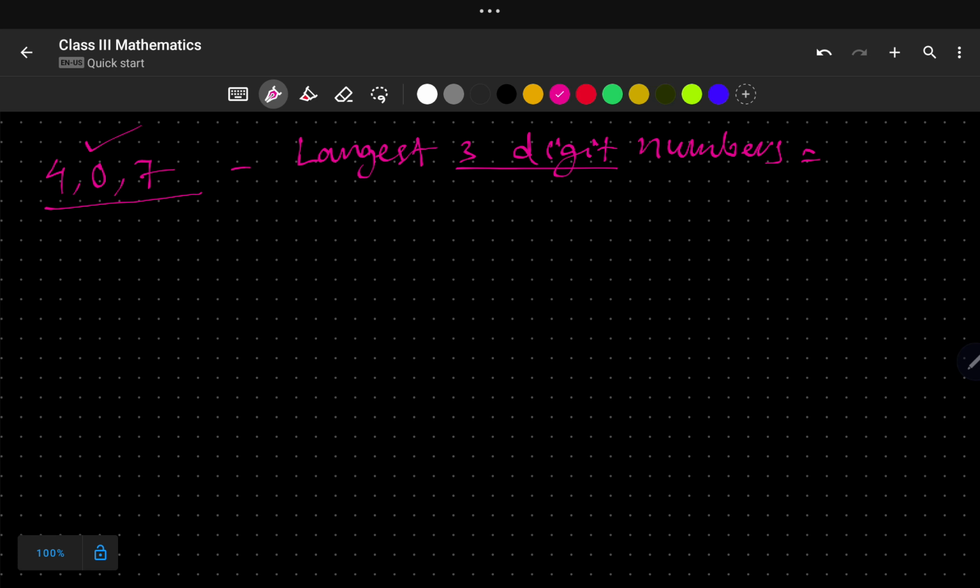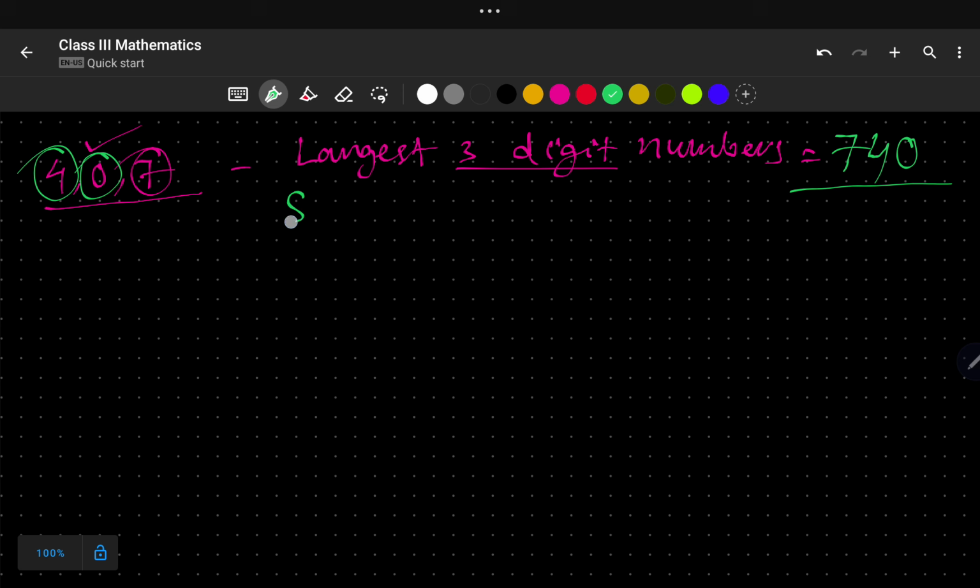For example, as we are talking about the largest, we will take the biggest number, that is 7, no doubt. We are taking 7, then we are taking 4, then we are taking 0. So the largest 3-digit number here is 740.